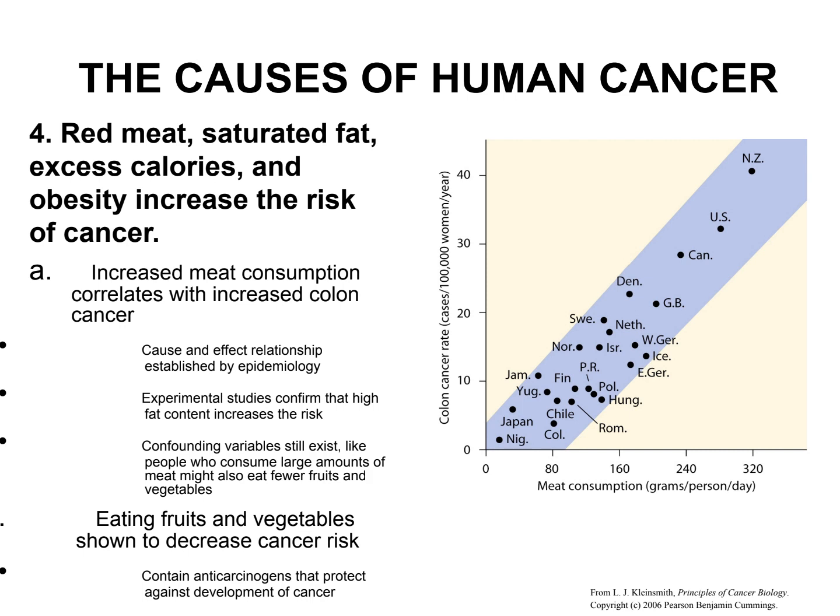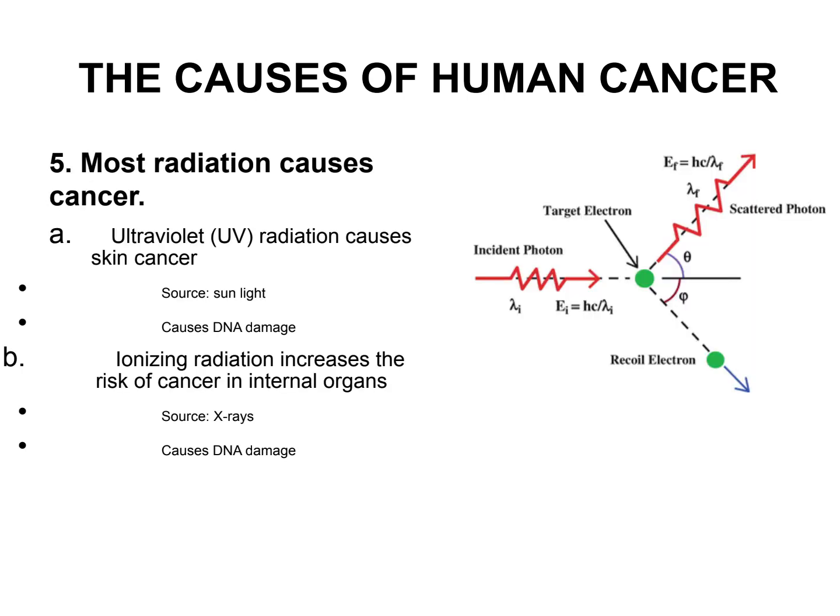And then also these fruits and vegetables carry in them anti-carcinogens, so they have vitamins and all these things that can protect against the development of cancer. Number 5, most radiation causes cancer.